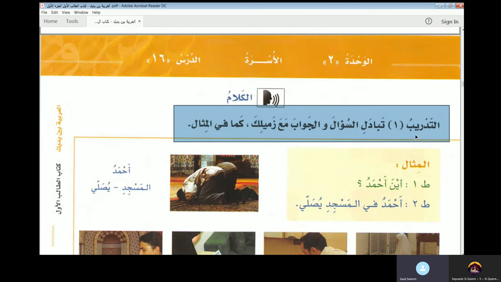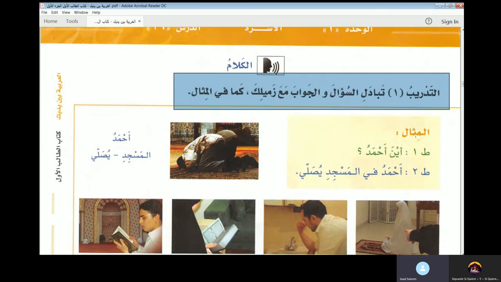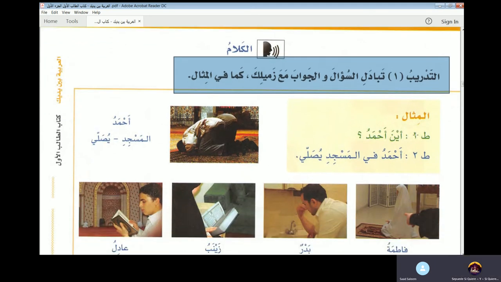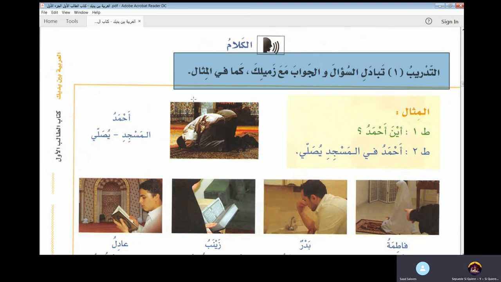Exercise one, first exercise. Exchange the question and answer with your colleague, like we did in the example.